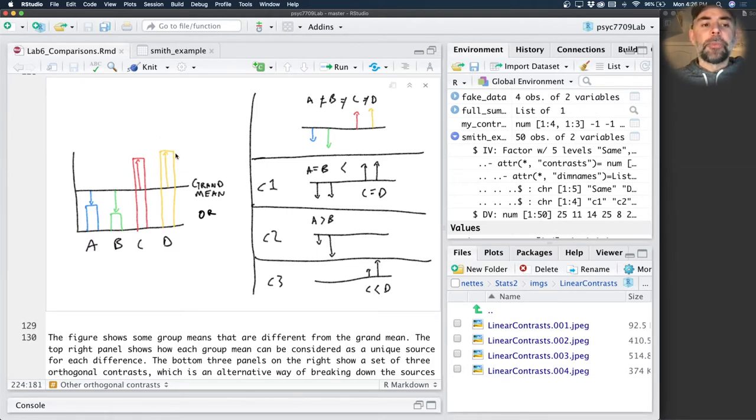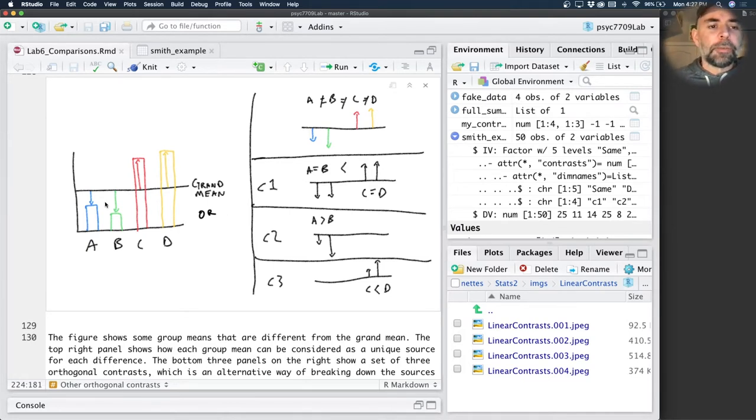So the reality or the causal influences of what's in our manipulation or in our different groups might be really different from how we did the grouping. And linear contrasts are an alternative way of thinking about the grouping structure. That'd be one way to think about it.